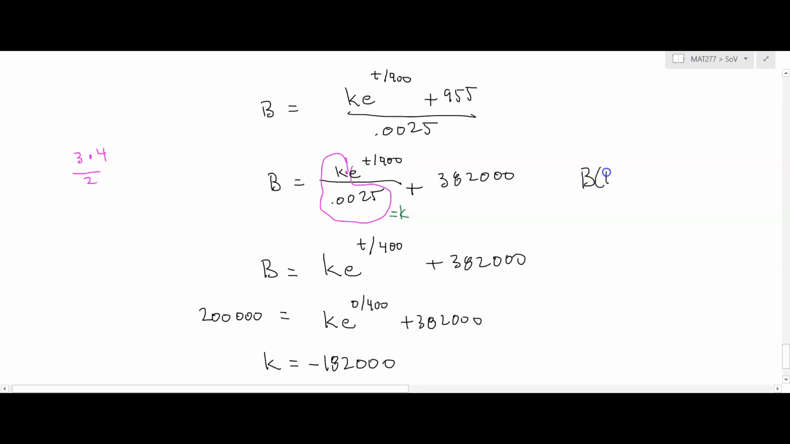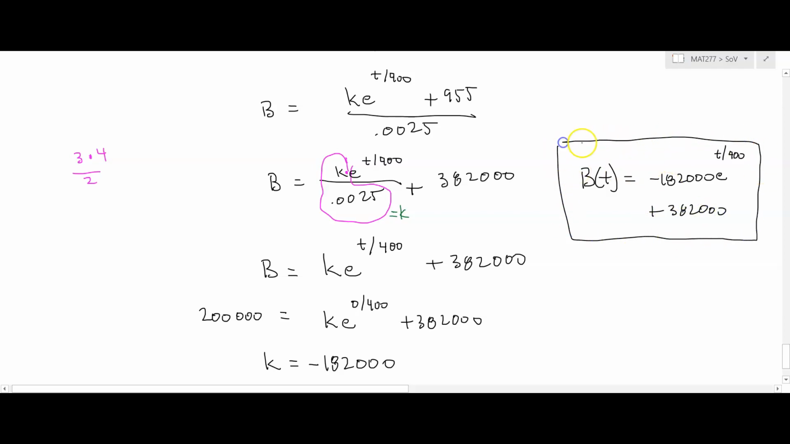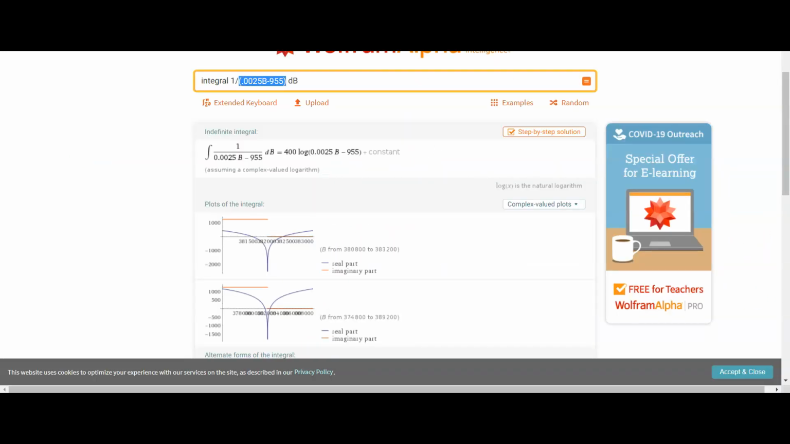So my final function, b of t, your balance as a function of time, is given by negative 182,000 e to the t over 400 plus 382,000. Finally, we are going to figure out for what t is b equal to 0. And why do we want to ask that question? Because we want to know when is the balance going to reach $0.